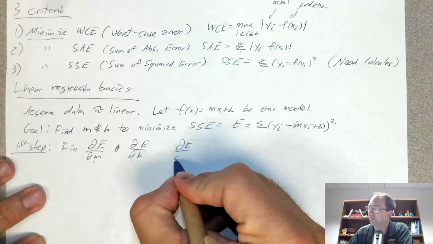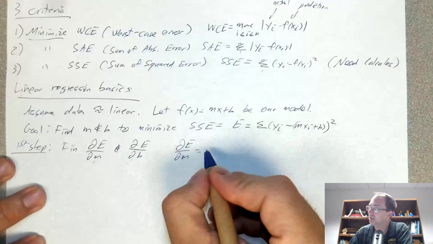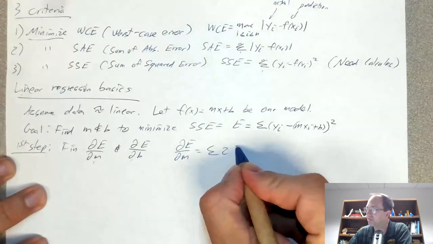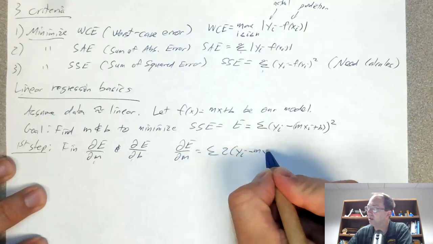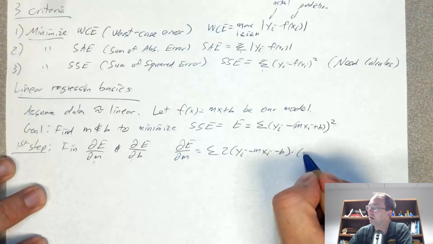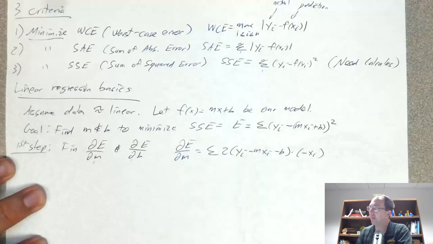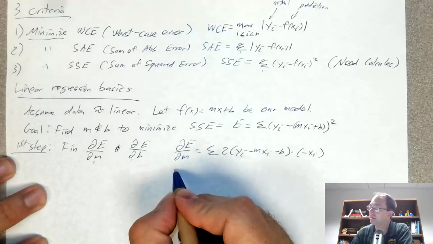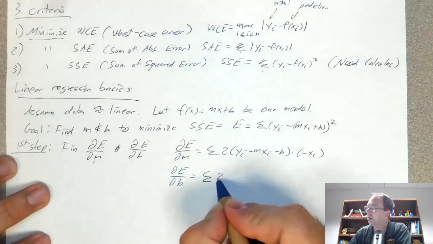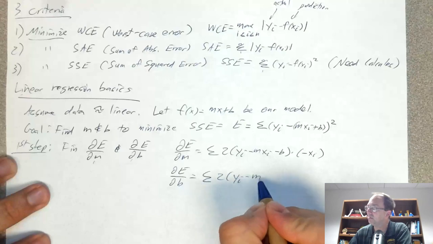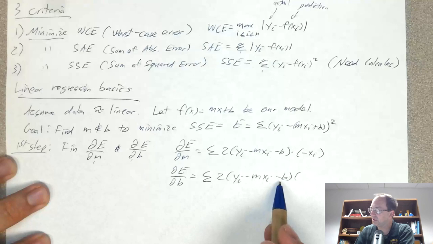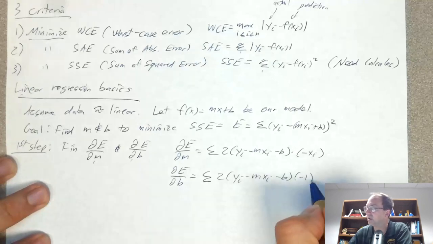So how about the partial of E with respect to m? So we have the summation. We can move the derivative inside that summation. I can bring down the 2. So I have yi minus mxi minus b. And then by the chain rule, I can multiply by a minus xi. Likewise, the partial of E with respect to b is the sum, once again, 2 times yi minus mxi minus b. And the derivative of this interior quantity with respect to b is minus 1.